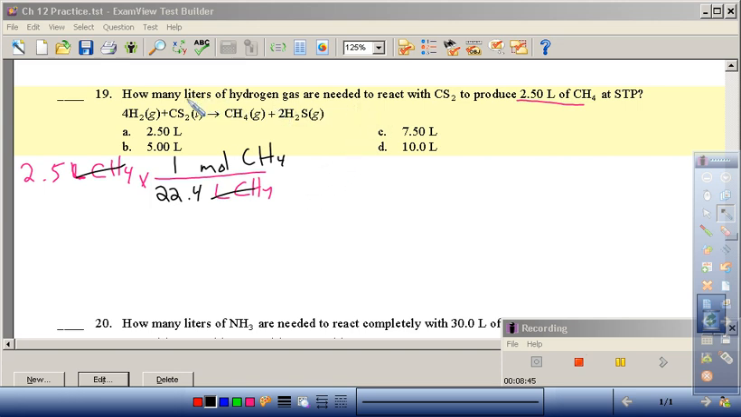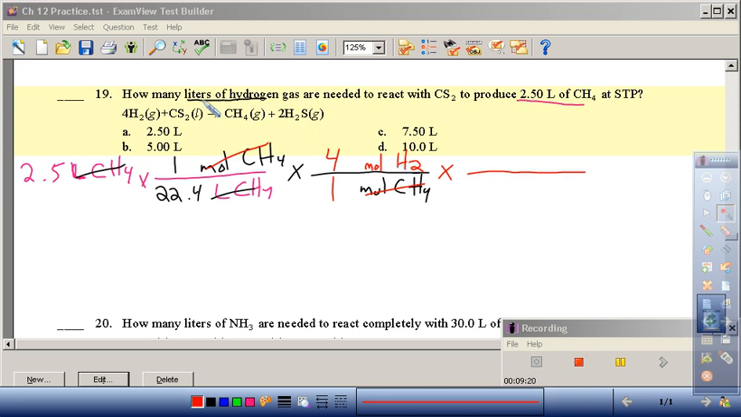I'm looking for liters of hydrogen, so I got to keep going because I'm not there. So I take my given, I put it down there to cancel. Now I want to get out of CH4 and into hydrogen. So that means a mole-to-mole ratio. I go to my equation, 4 H2s for every 1 CH4. Cross off my like units.